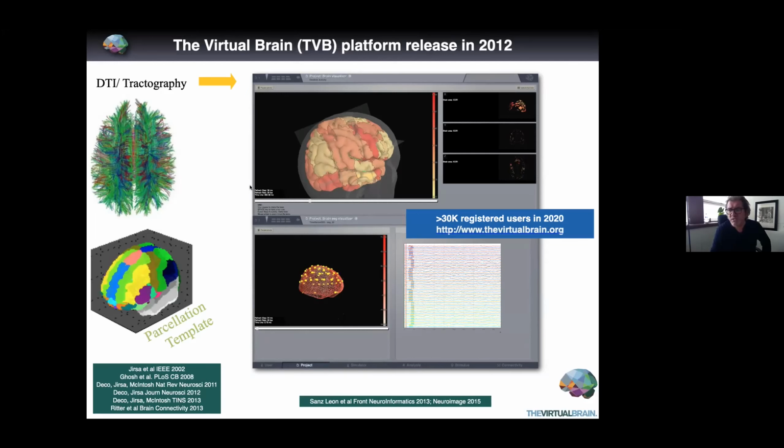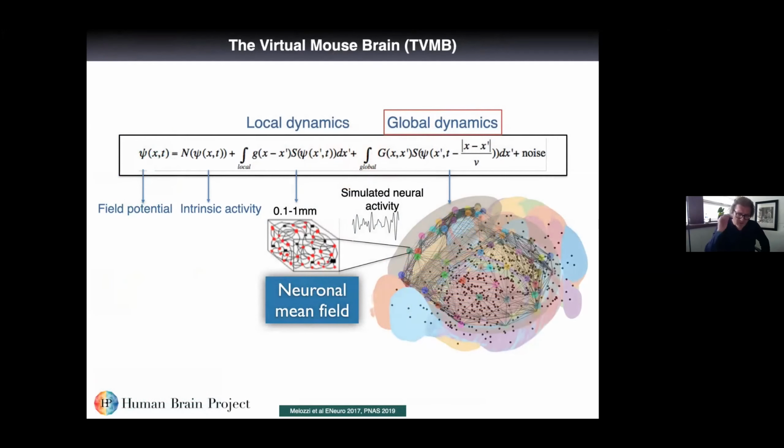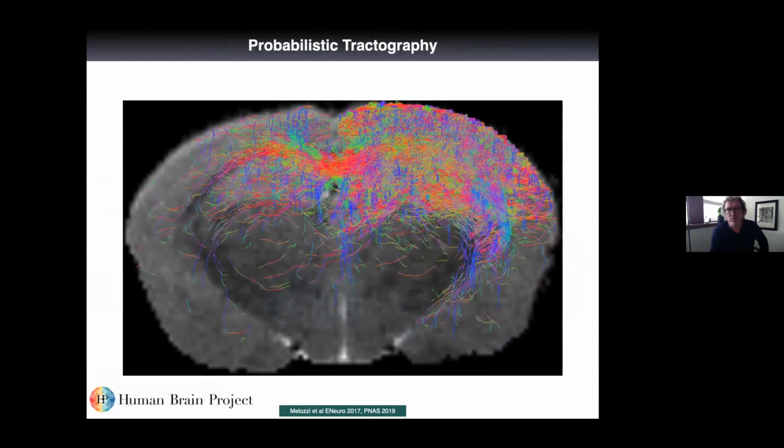The community is very large. I have not looked it up recently, but it's more than 30,000 registered people, downloads. One thing that is important is that it's also very easy to use in another species, such as a mouse, a rat, or the macaque, because if the data are in the appropriate format, you can use it. The mathematics stays the same, the concepts stay the same. And you can also use different connectivities. Here, a representation of probabilistic mouse tractography.